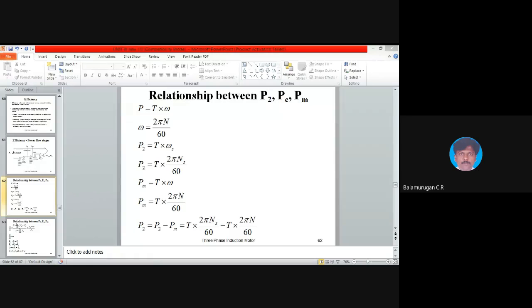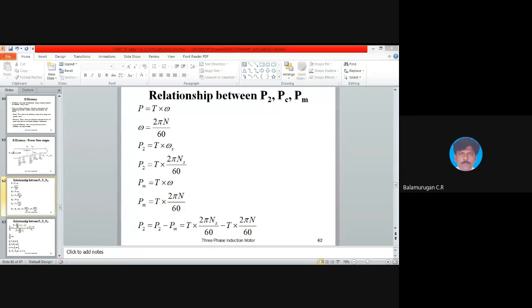Next, the 5th question: what happens if DC supply is applied to the transformer? Here also you will have some keywords. If you apply the DC supply, the keywords are saturation or overheating of winding, or a large amount of heat is generated. If these words are there, you will get 2 marks.